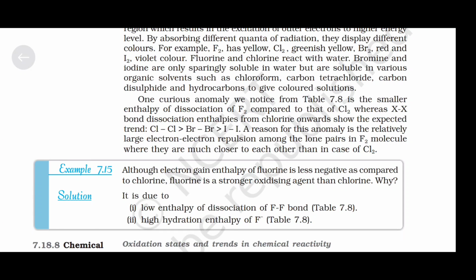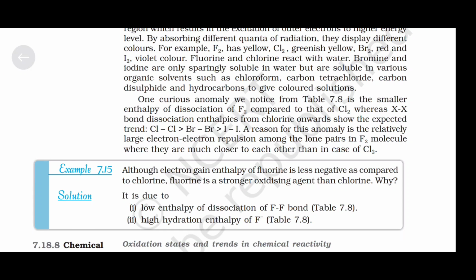Chlorine-chlorine, then bromine-bromine, then iodine-iodine. मतलब क्या बोलना चाह रहे हैं कि जो अगर आप क्लोरीन क्लोरीन बॉन्ड को डिसोसिएट करोगे तोड़ोगे तो उसमें सबसे ज़्यादा एनर्जी लगेगी. Then bromine-bromine and then iodine-iodine. A reason for this anomaly is the relatively large electron-electron repulsion among the lone pairs in F2 molecule, where they are much closer to each other than in case of Cl2.